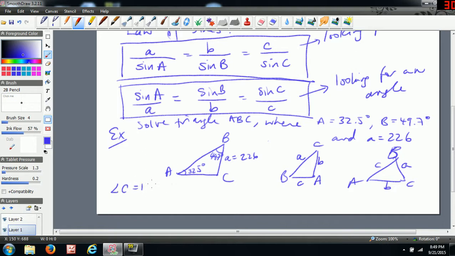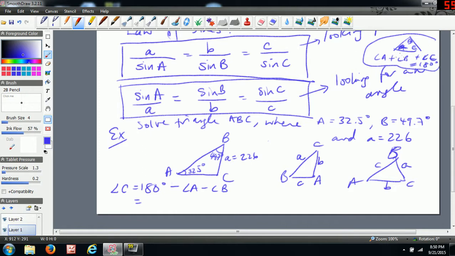Angle C is equal to 180 degrees minus the other two angles, so angle A and angle B. Okay, because in every triangle in mathematics, this always holds. In every triangle, angle A plus angle B plus angle C will always equal 180 degrees. That always holds in mathematics. It's an important rule to remember.